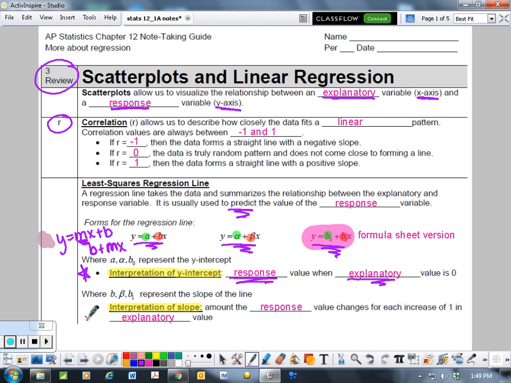How we interpret slope. Slope is our change for every one x value. It's the amount our response value changes for each increase of 1 in the explanatory variable value. So we're always looking at slope as a number over 1. When we think of slope, it's our y value over x, so how our number on top, y, changes for every increase of 1 in x.